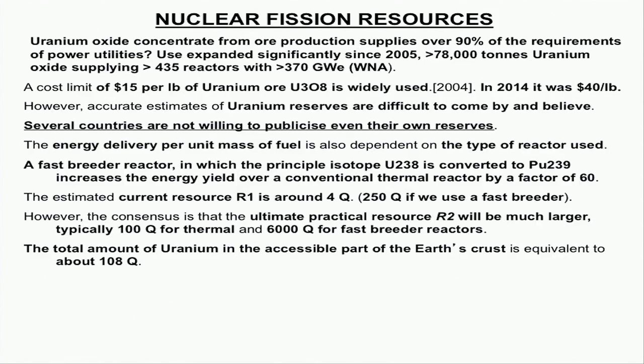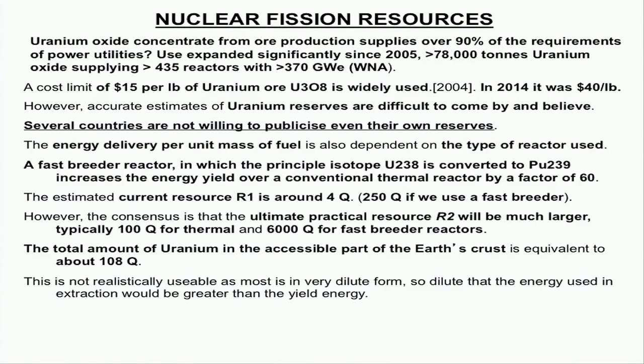of our energy budget. Now, the problem is that the amount of uranium in the accessible part of the Earth's crust is equivalent to about 10^8 Q. That's accessible. However, a lot of that's not realistically usable because the fuel is extremely dilute, so dilute that the energy used in actually extracting and concentrating it will be greater than the amount of energy you can get out of it.